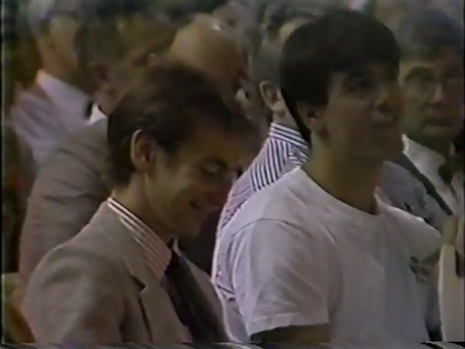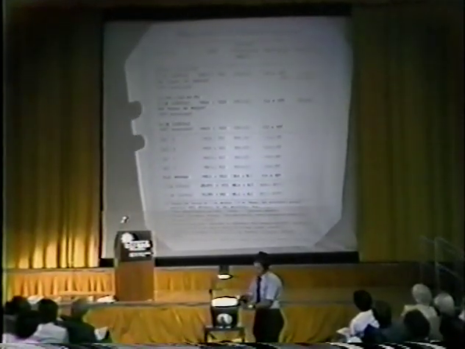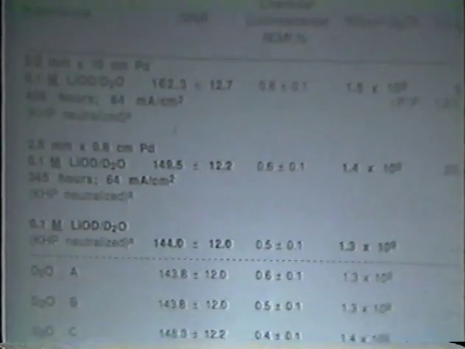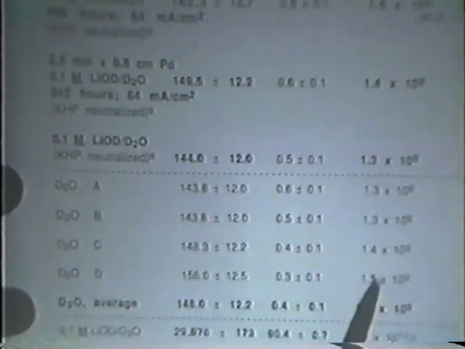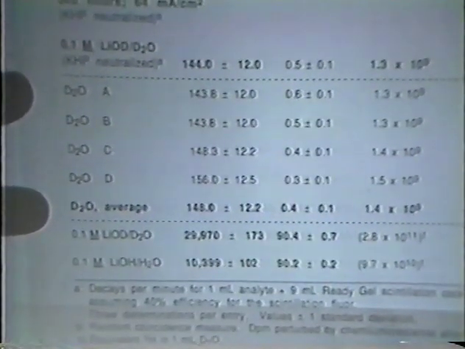Tritium. We've done some tritium analysis on almost all cells. This is a typical result. These are the decays per minute. This is what we would get just in the water that we use as the feed. This is for commercial D2O, which has typically 10 to the 9th tritiums per cubic centimeter of D2O.